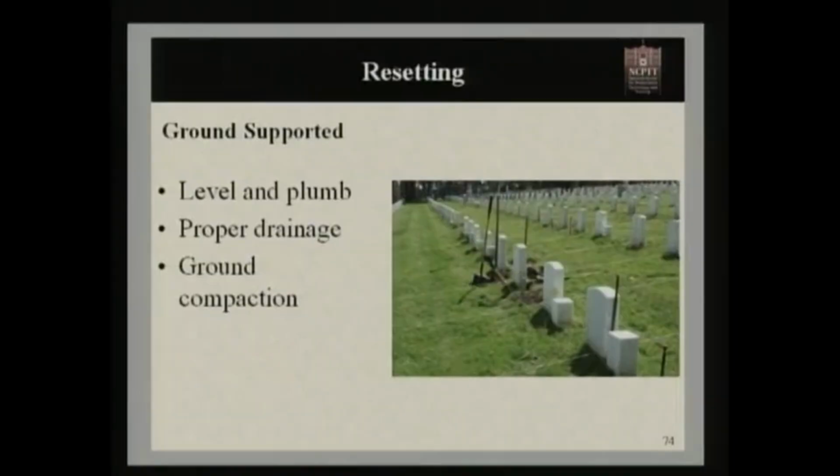So one of the things we want to look at with the ground supported is the most important thing is to get the stone plumb and level. That's level and plumb to the earth. Sometimes they've sunk or leaned because of improper drainage. So one thing you might want to consider is a small but sharp stone put underneath it. I don't recommend pea gravel. A lot of times these sort of have a ball bearing effect that allow the stone to slide and move around. So a small but sharp gravel works well to help drainage.